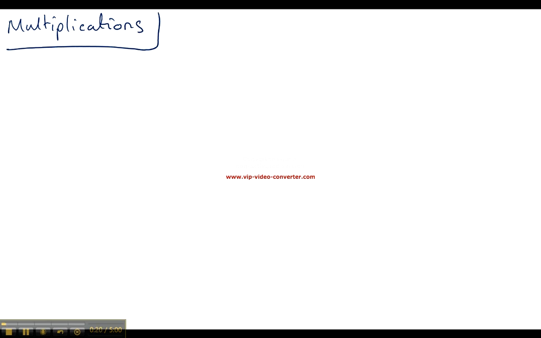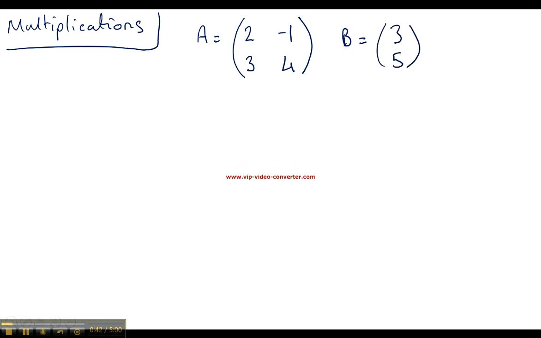So if we have two matrices, we'll say A, and we'll let A equal 2, minus 1, 3, 4. And we have B, and B equals 3, 5. So first things first, we need to look at its order. So I'll get a different color pen, just write down its order. So the order of this is rows times columns. So 2 by 2. This one here, how many rows? We've got 2 and 1 column.